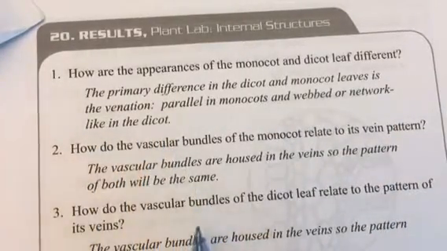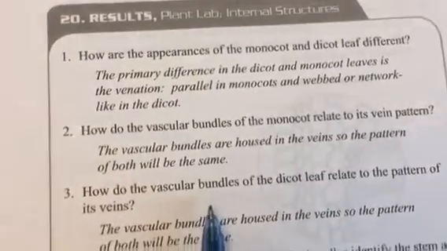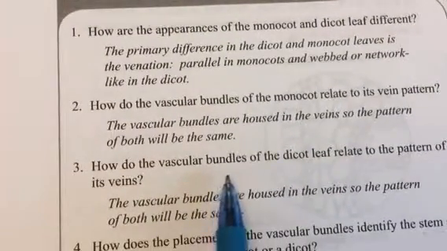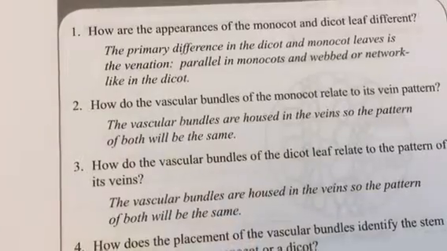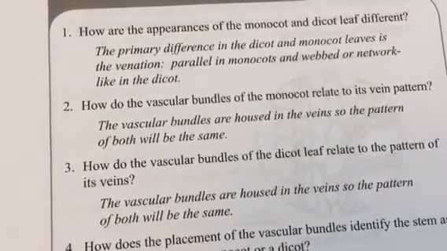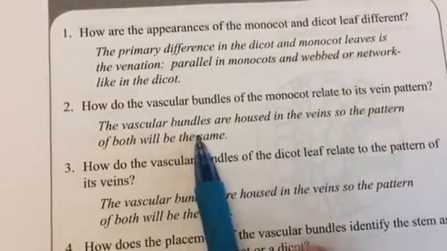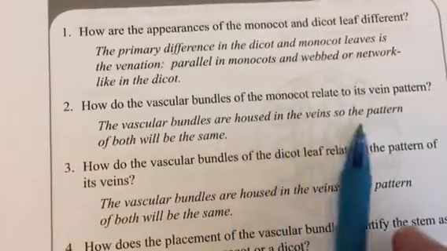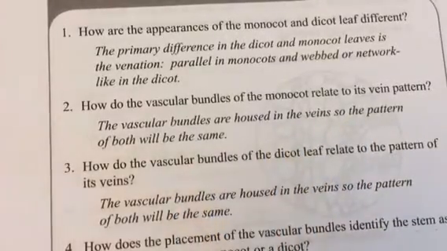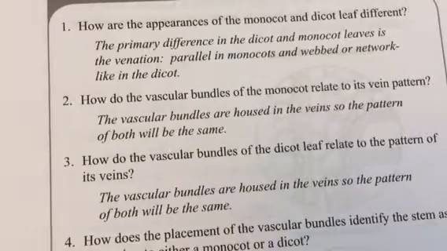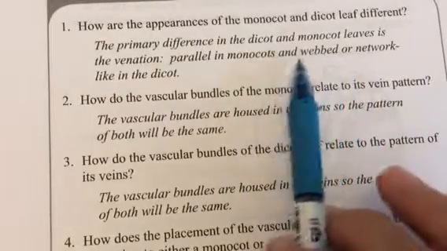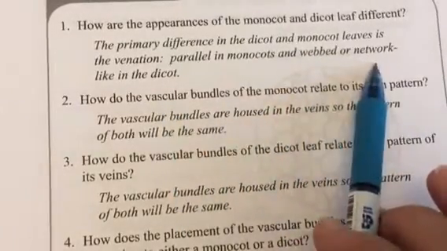Number 2, how do the vascular bundles of the monocot relate to its vein patterns? Remember we talked about that with the leaves. Since the vascular bundles are housed in the veins, the pattern will be the same. Well, they don't really tell you. So in the monocot, it's going to be parallel, and in the dicot, it's going to be webbed or network-like.